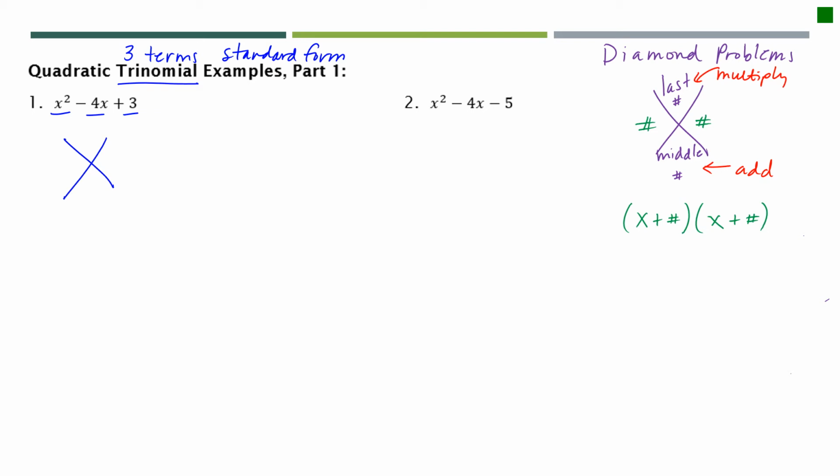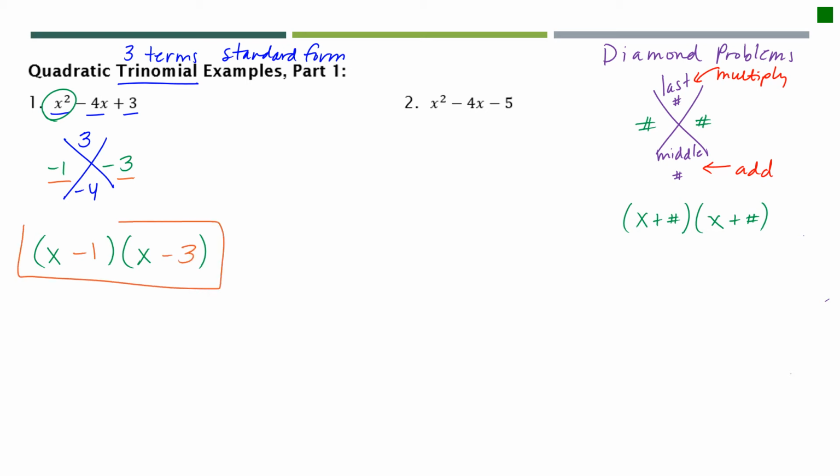So for this first one, we would put 3 on the top of the diamond and -4 at the bottom. So I'm looking for 2 numbers that multiply to +3 and add to -4. Those 2 numbers are -1 and -3. So now my final answer, you always take your x squared term, and you break it in half, so each one would get x to the first, and then you just copy down your 2 numbers. So it'd be x minus 1, x minus 3, and this is your final answer.